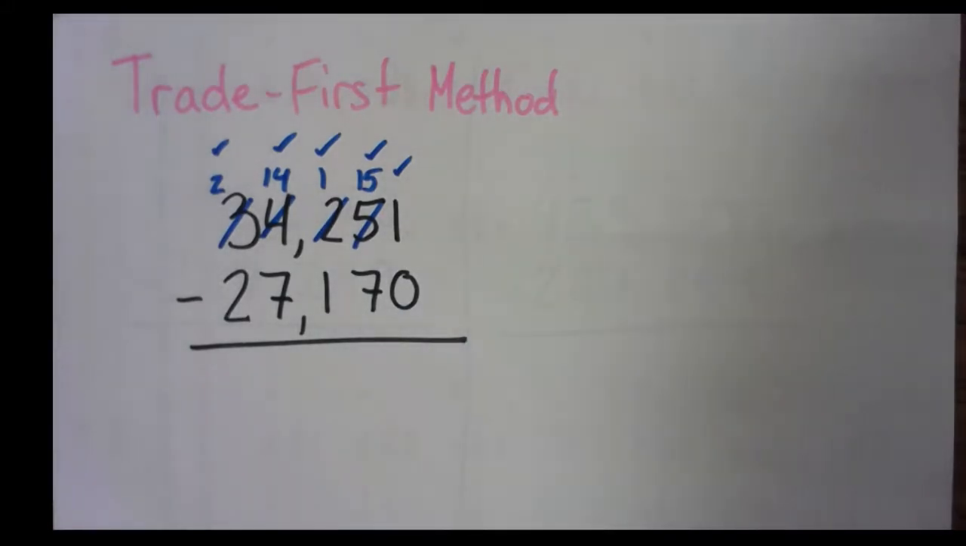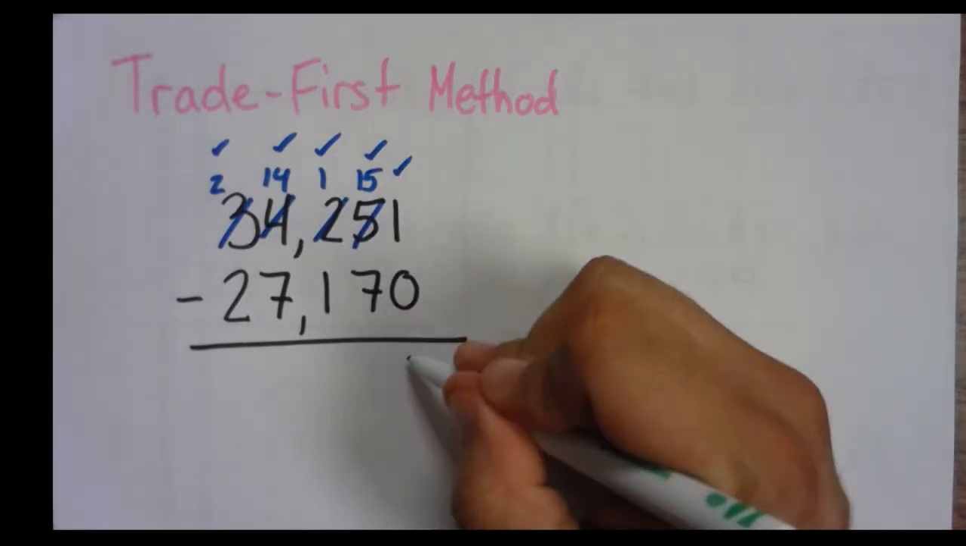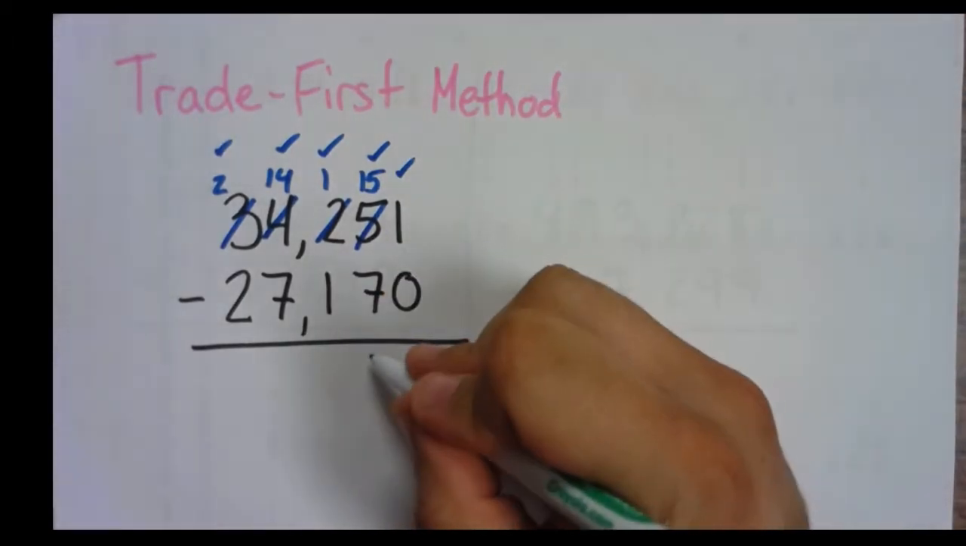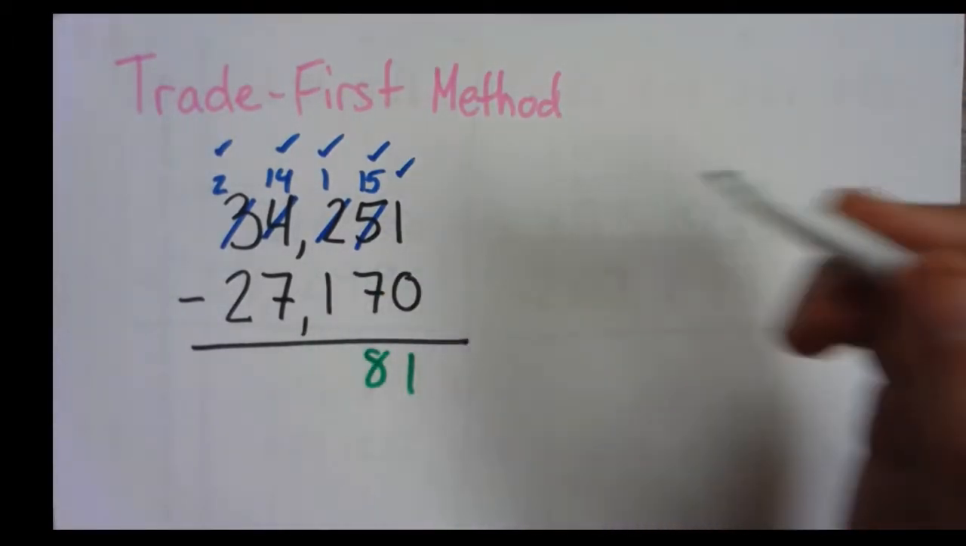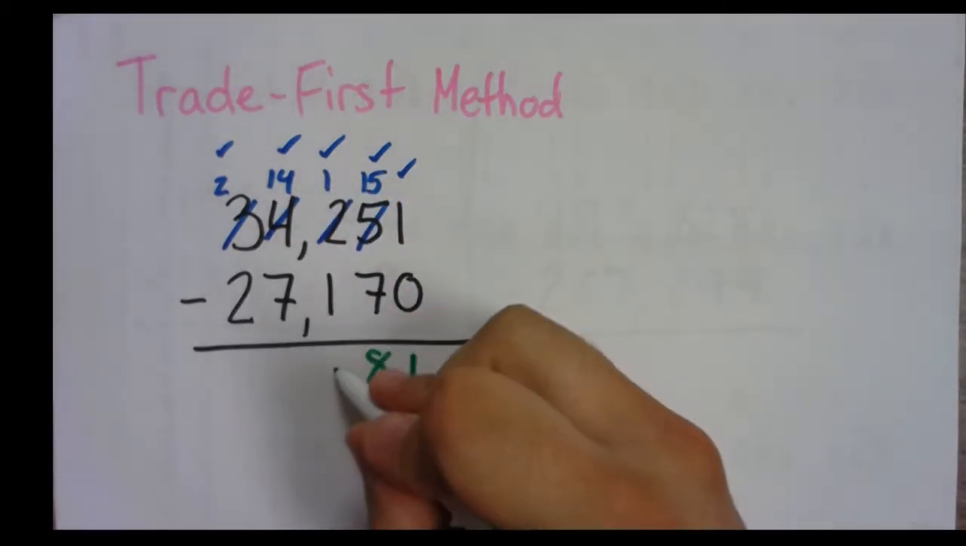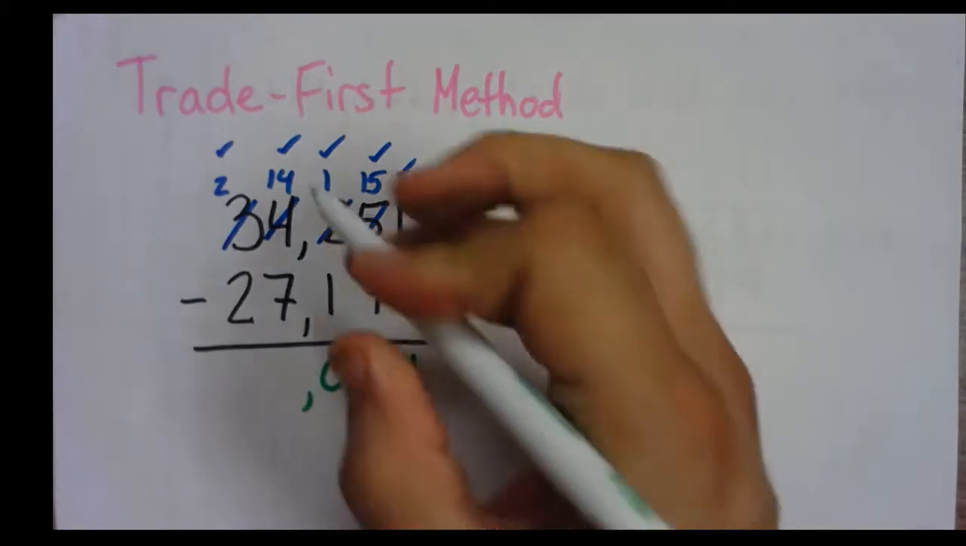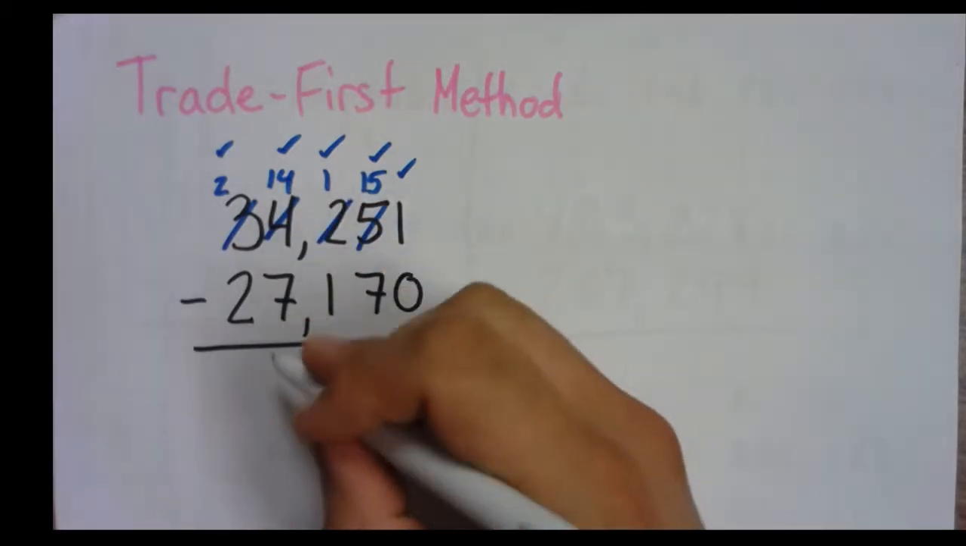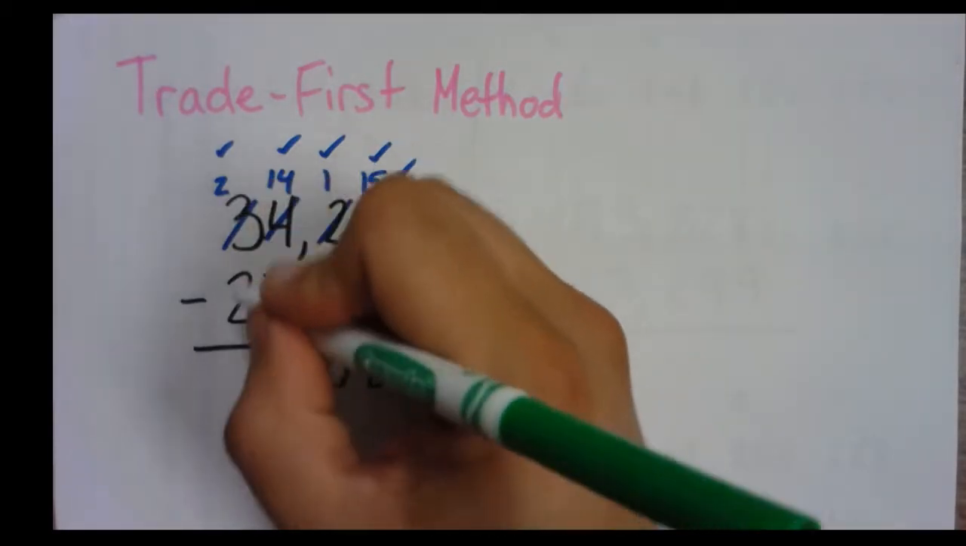All right. So 1 minus 0 equals 1. 15 minus 7 equals 8. 1 minus 1, that's 0. 14 minus 7 equals 7. 2 minus 2 equals nothing.